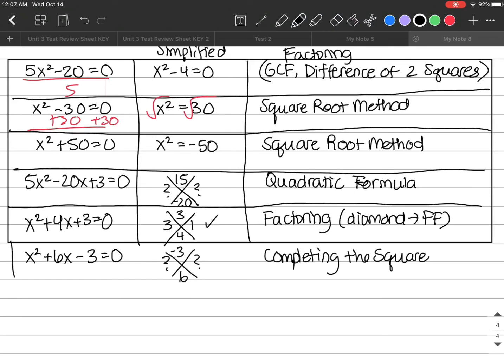Because the diamond didn't work, so it's not factorable. But it would be easy for me to use completing the square as opposed to the quadratic formula.